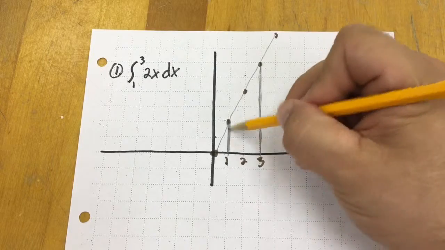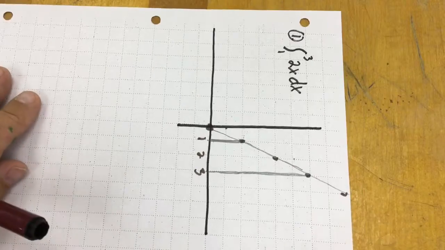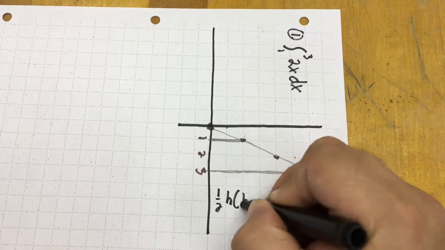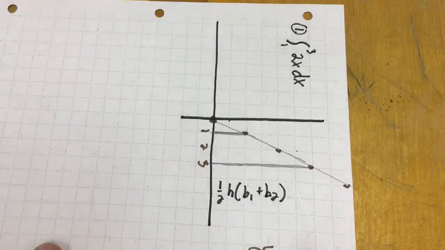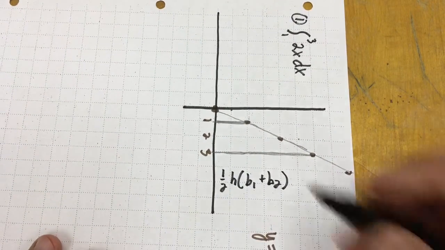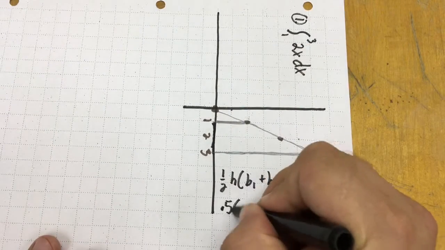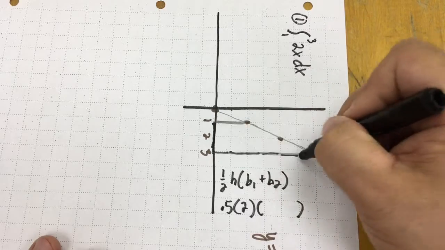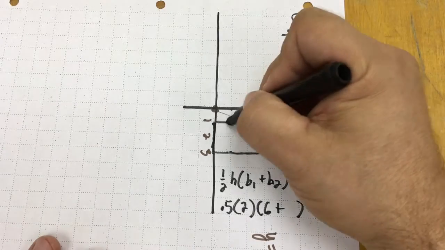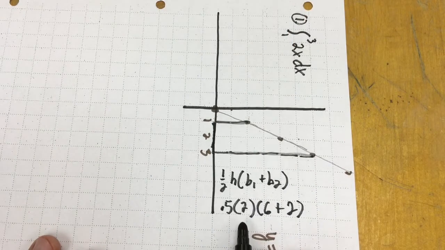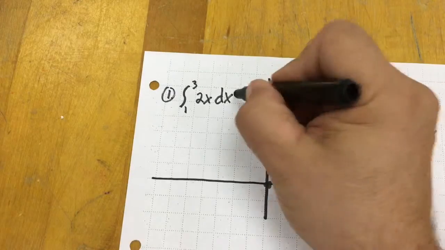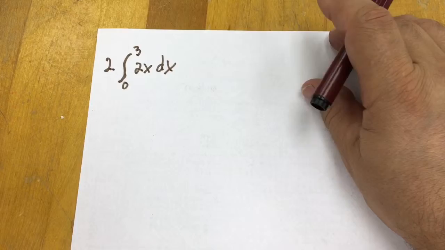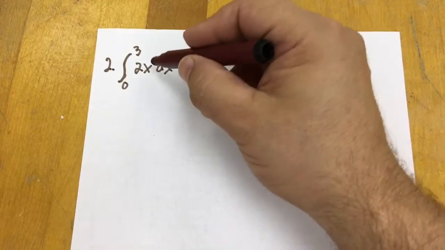And notice that gives me a trapezoid. That shape there is a trapezoid. And the area of the trapezoid is going to be 1/2 height times base 1 plus base 2. So I'm going to find this area instead of using calculus, using geometry. So the height is 2, so I'm going to put 0.5 times the height 2, times base 1, which is 1, 2, 3, 4, 5, 6, plus base 2, which is 2. So that's going to give me half of 2 times 8, which is just going to give me 8, geometrically, number 1.